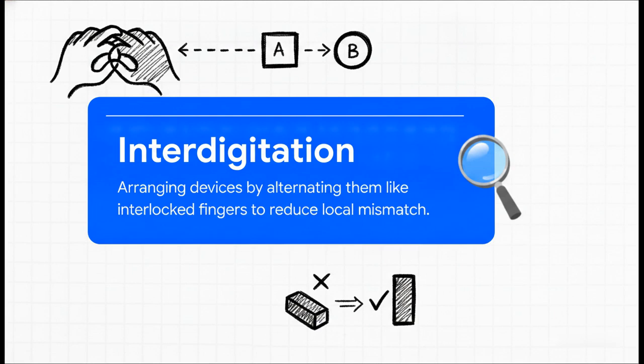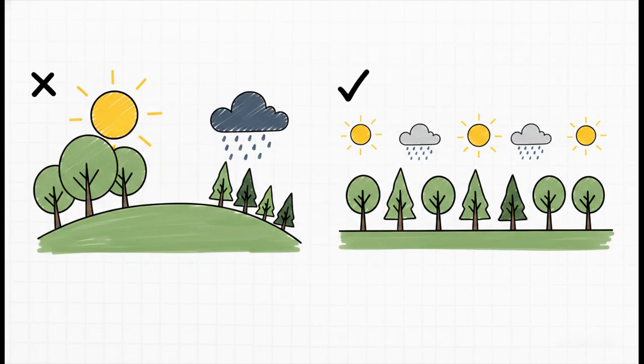Rather than grouping all of device A on the left and all of device B on the right, we alternate them. A, B, A, B. Think about planting an orchard of trees. If you plant one type of tree entirely on the west side of a hill and another entirely on the east side, one group gets blasted by the sun and wind, while the other just sits in the shade. The growth is going to be totally mismatched.